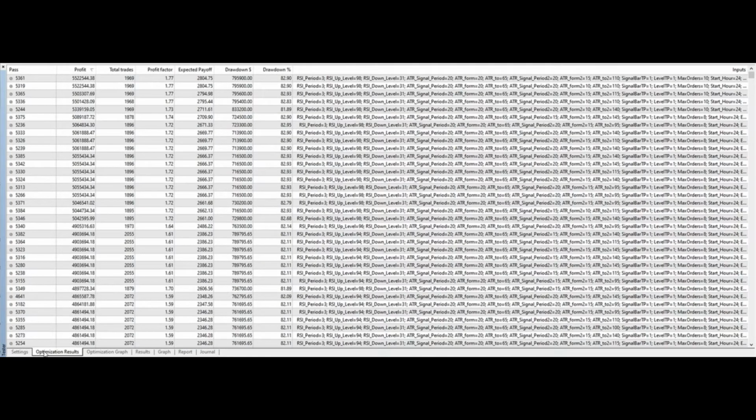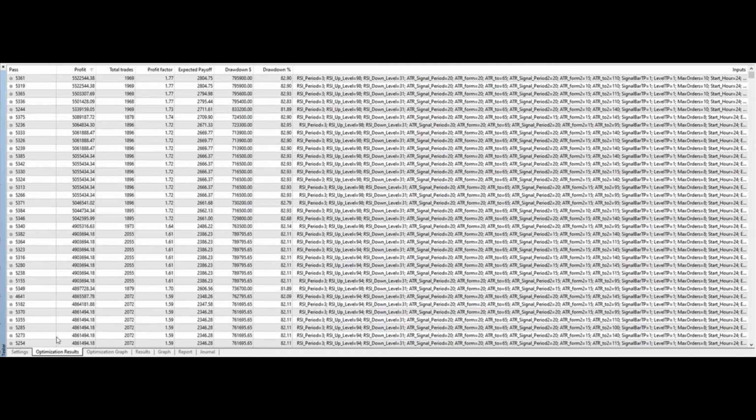I've been running an optimization on the hamster scalping algo, which you can get on the Metatrader marketplace. It's running on Euro USD on a 5 minute time frame. I got the optimization to start from the 1st of January 2018 up to the 30th of June 2020. So I'm just going to stop it because I've got some good results here.